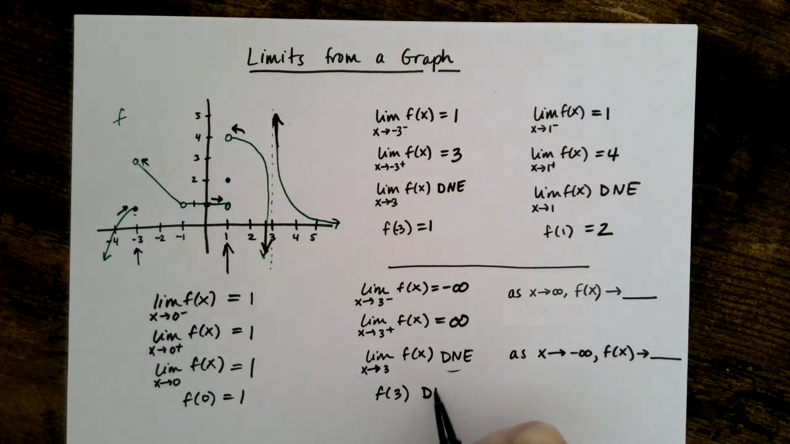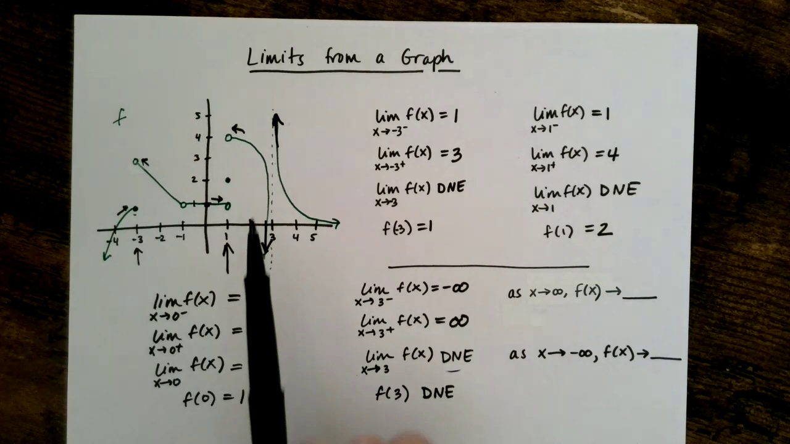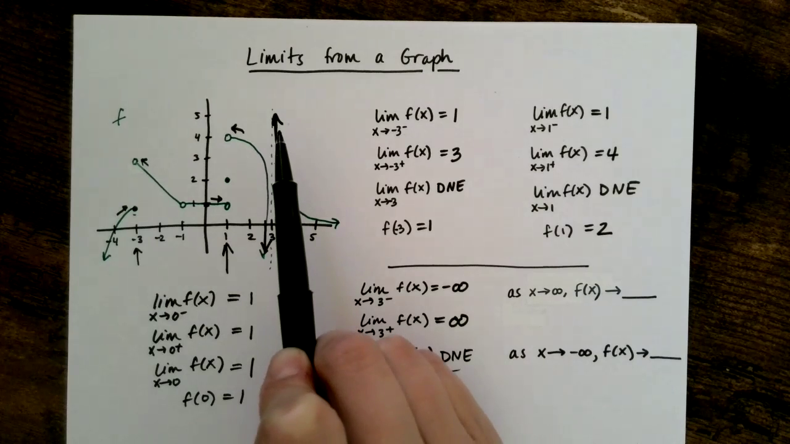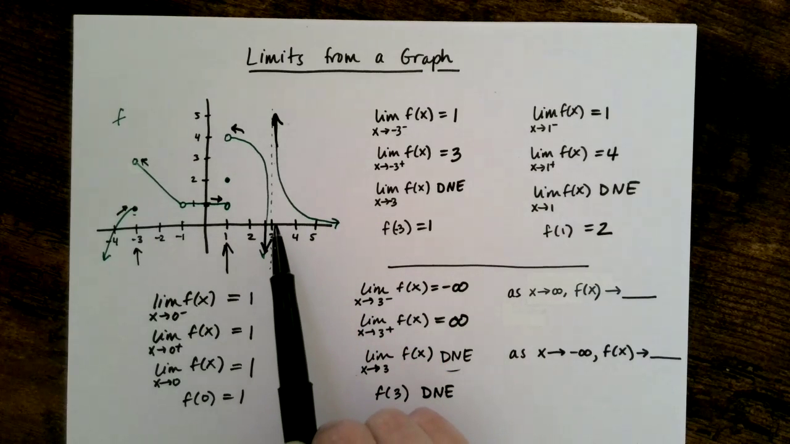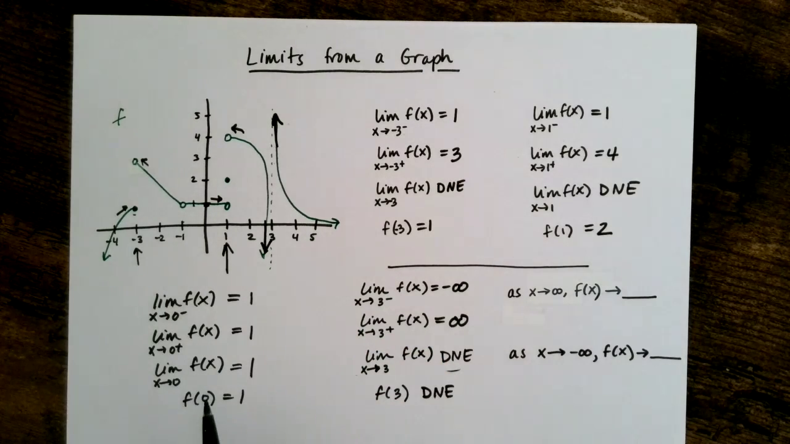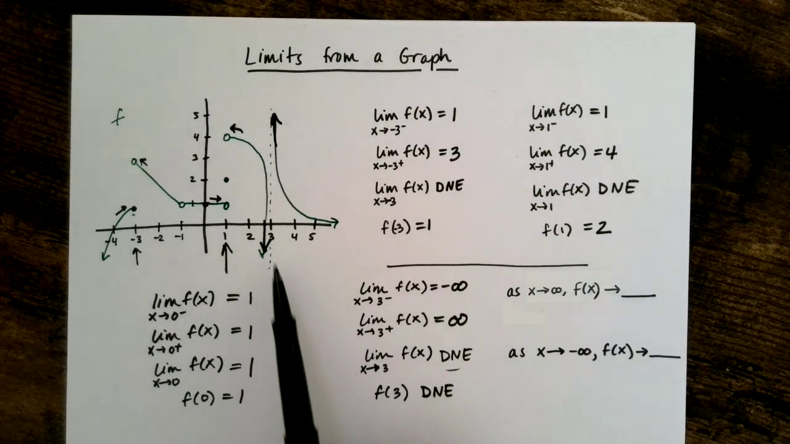As is f of 3, you could say this does not exist, or alternatively, you could say it's undefined. Because if we have a vertical asymptote in the graph here, this is a function where you could not plug 3 into the formula. There isn't actually a point on the dotted line anywhere.